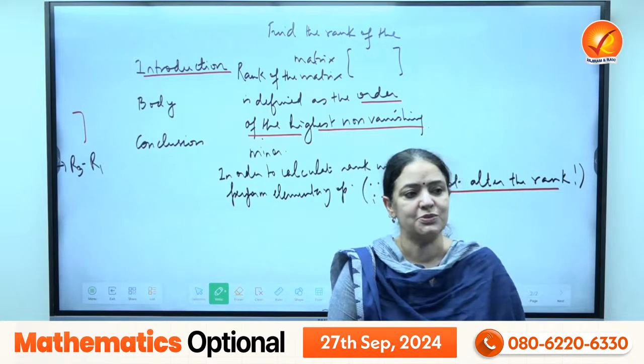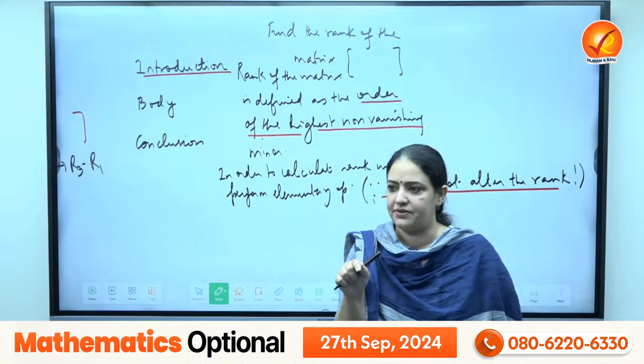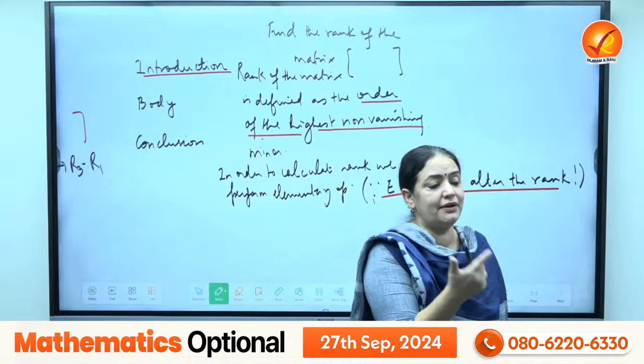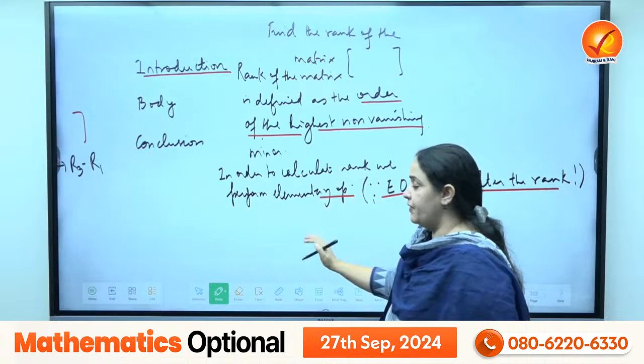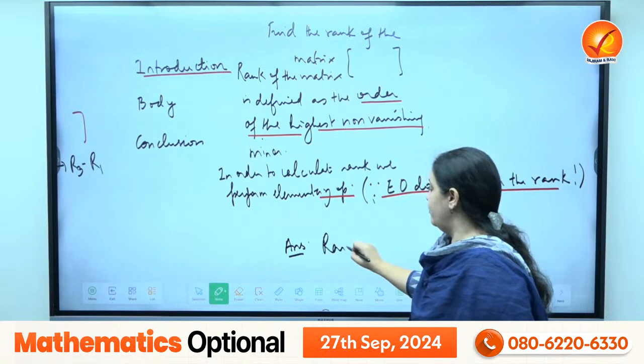So my class, when I teach this topic called rank, will not just focus on how to calculate rank, but what is the rank, right? What is the logic behind the procedure of finding the rank? So you perform these elementary row operations, and then finally, when you get the answer, your final third step is going to be, answer is rank of the matrix.